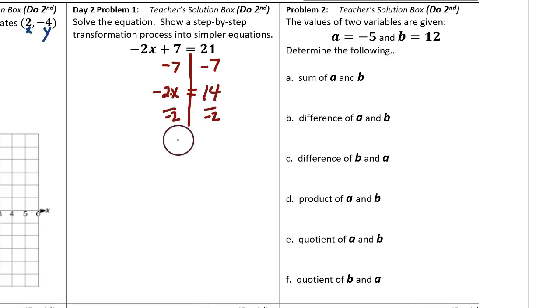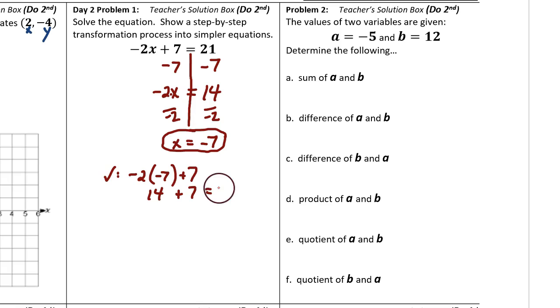Negative 2x divided by negative 2 is 1x, or simply x, and that's equal to negative 7. This is the solution to the equation. It is itself an equation, but it has the variable alone on the left side and a single number on the right side. We can check that that is the correct answer using substitution into our original equation. Where the letter x is, fill in negative 7. And then add 7 and figure out if this really makes 21. Negative 2 times negative 7 is 14, and 14 add 7 is in fact 21.